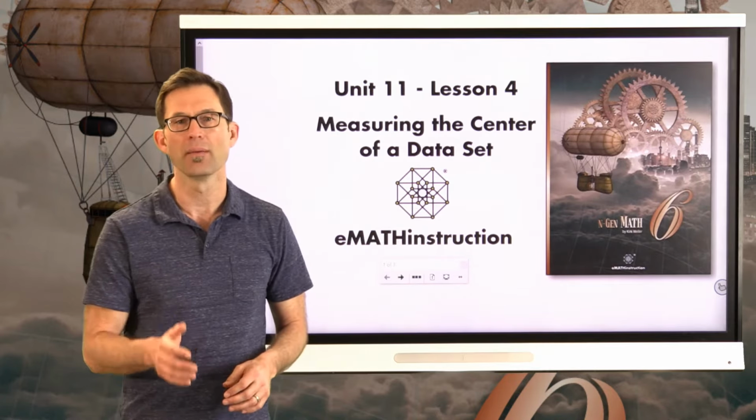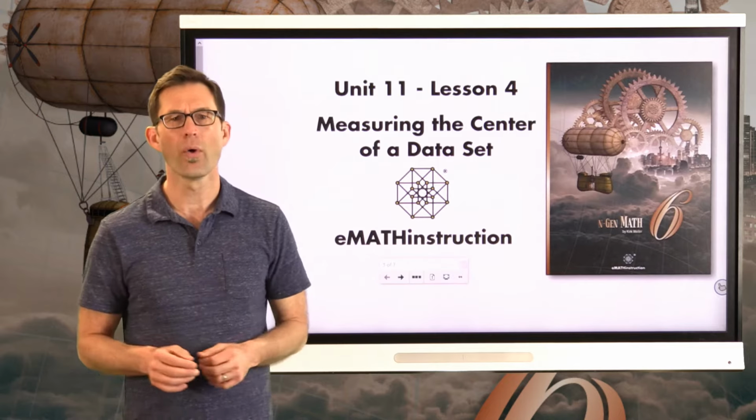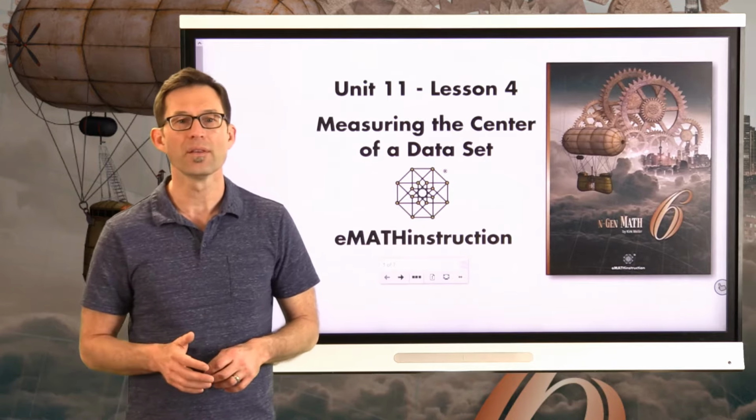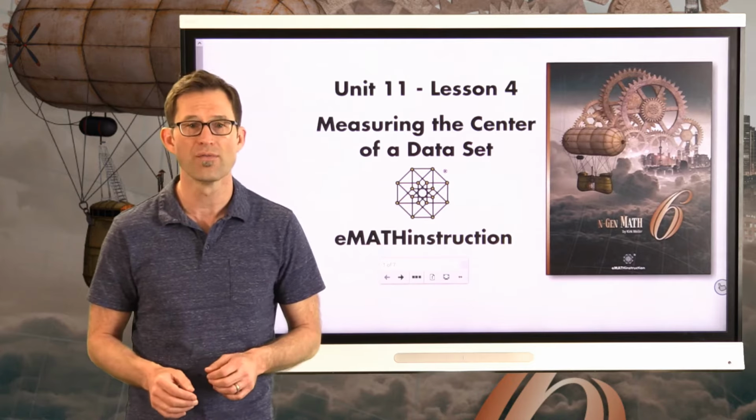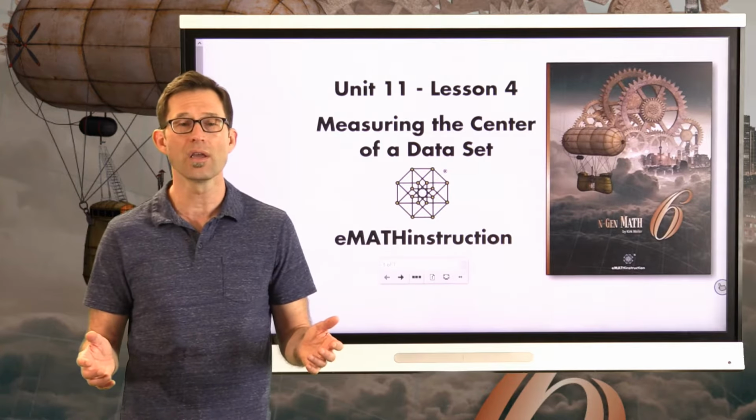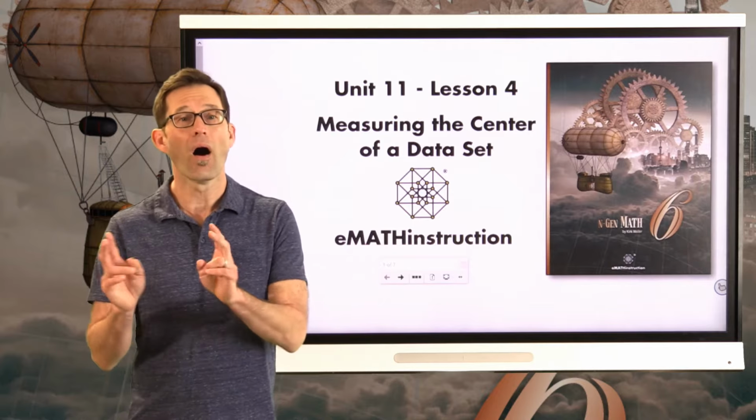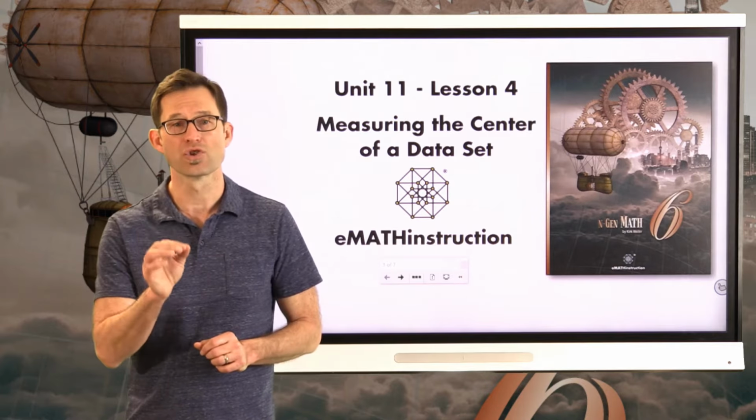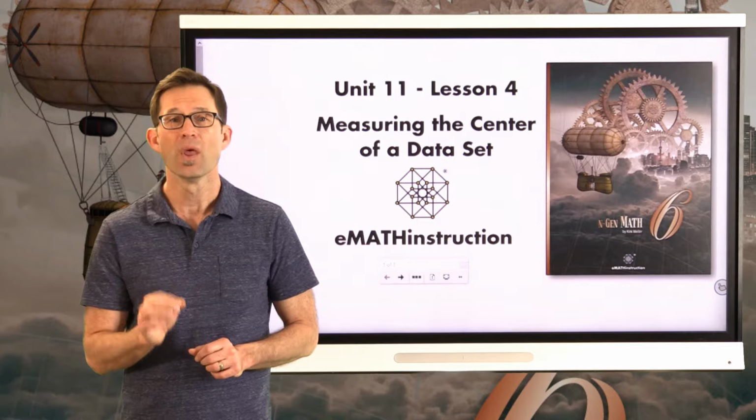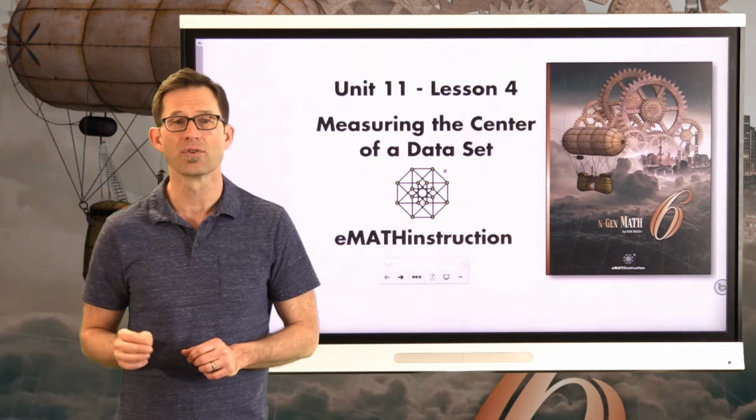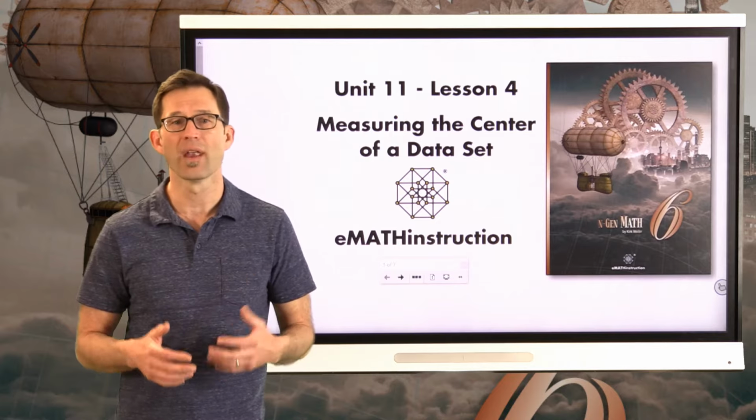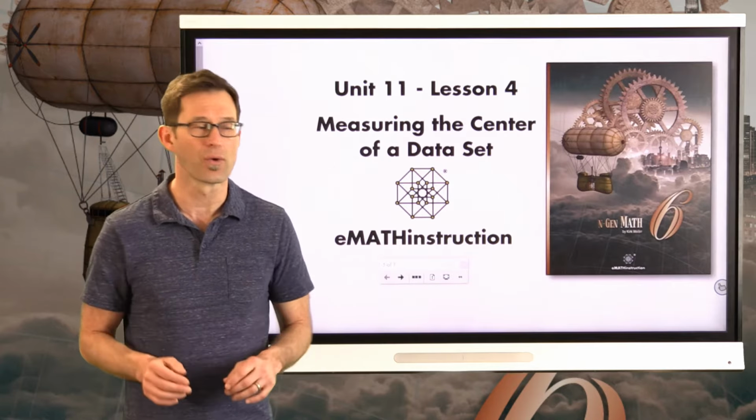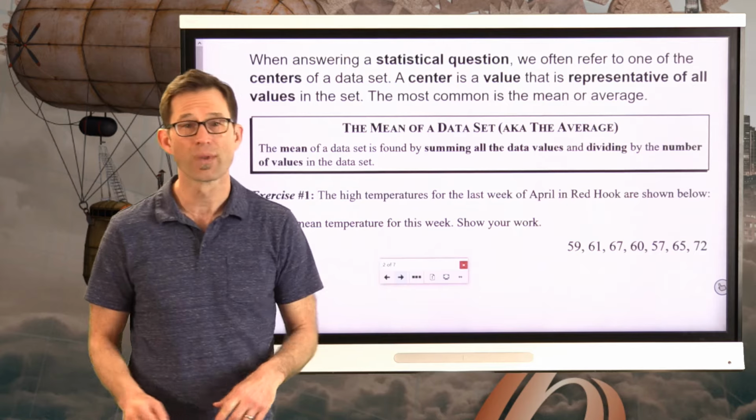So if I'm going to keep coming back to how much money do lawyers make? Well, somebody might immediately say to you, well, on average, they make $120,000 a year. That on average is a measure of the center. All right, so we're going to talk about three measures of center today, the three most common measures of center, and what affects them and how to calculate them. So let's get into them right away.